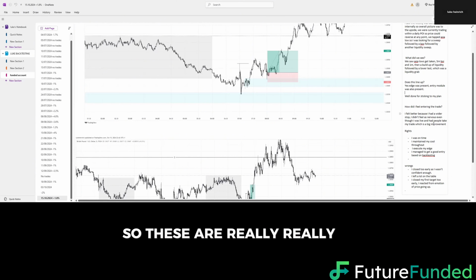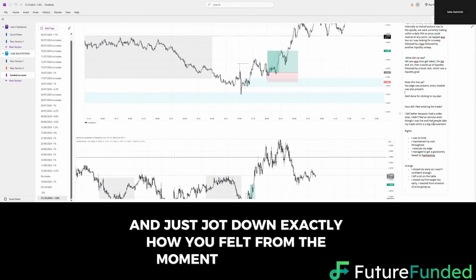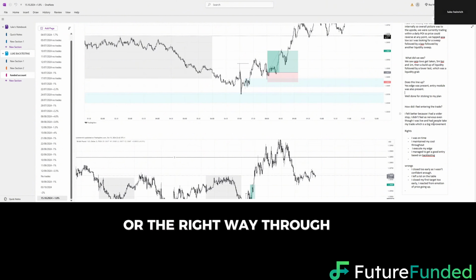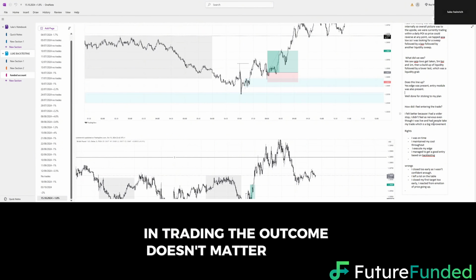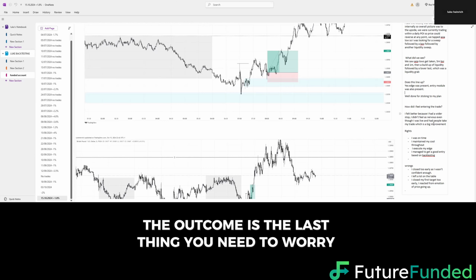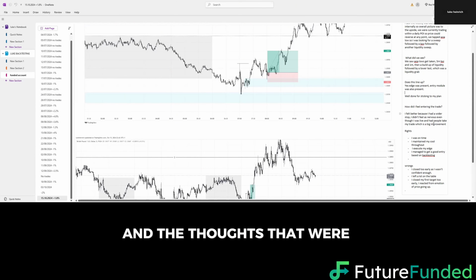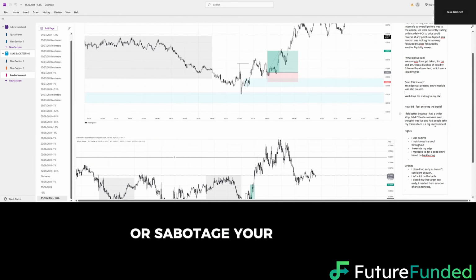So these are really good, in my opinion, really crucial elements that you need to jot down, and just jot down exactly how you felt from the moment you entered right the way through to the moment that you got your outcome. Okay, in trading, the outcome doesn't matter. All right, the outcome's the last thing you need to worry about. Focus on how you feel and the thoughts that were coming into your mind, and whether that had an impact or sabotaged your trade in any way, shape, or form.